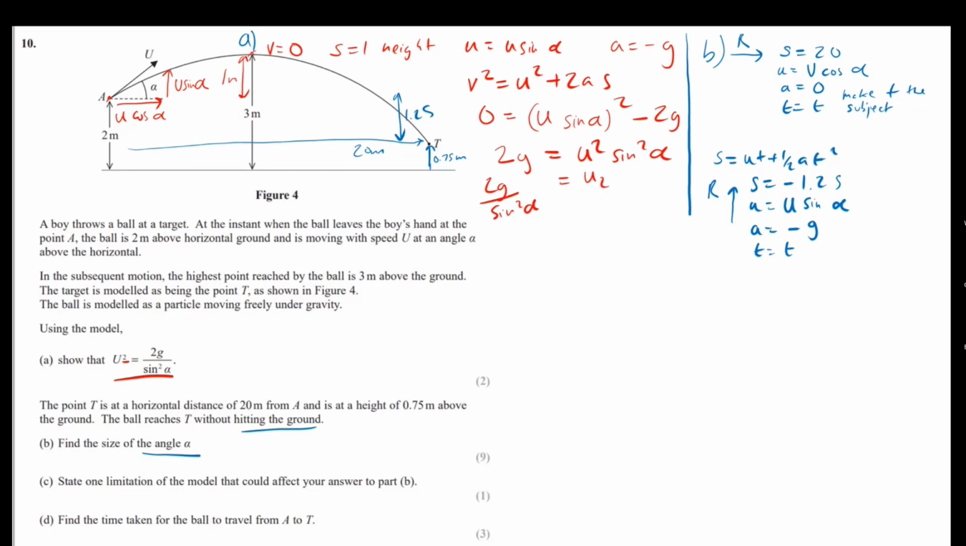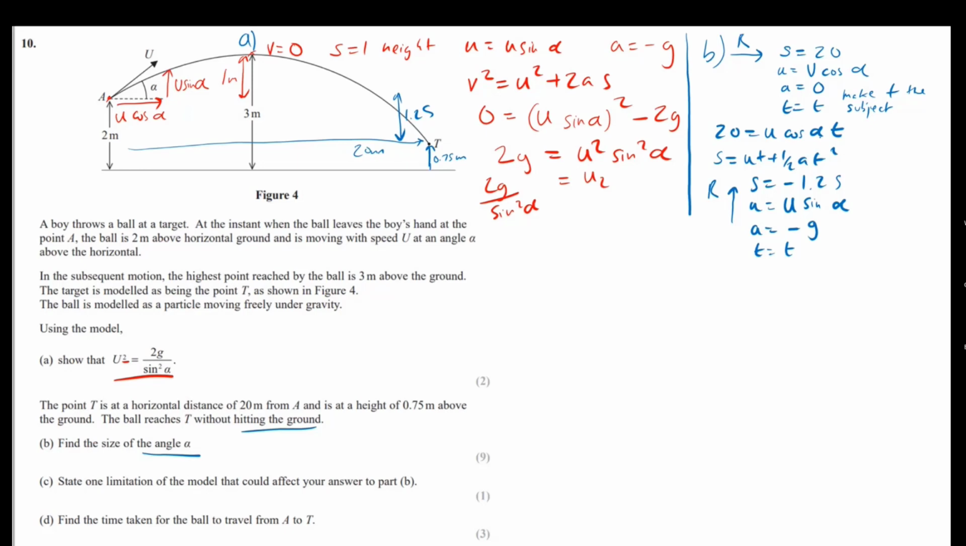You're a bit lost. No problem. I mean, this is year 2 mechanics. This is a tough question. So let's just go to this one horizontally. If we substitute this into s equals ut plus a half at squared, we would get 20 equals u cos alpha t, correct? Because the second part here will cancel because a is 0.